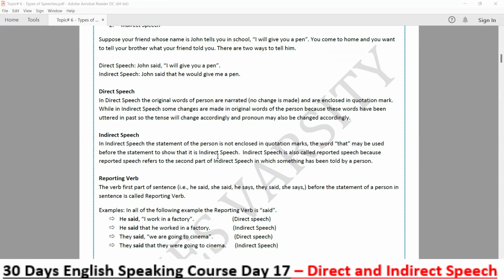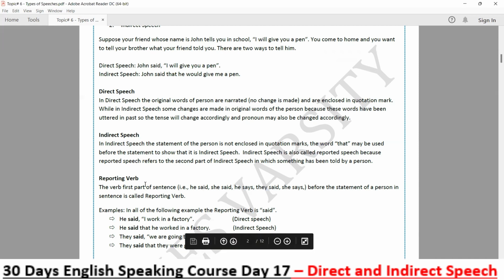So how can you identify whether it is direct speech or indirect speech? Direct speech is under quotation marks, and in the case of indirect speech, there is no quotation mark. However, the word "that" is used. Indirect speech is also called reported speech because reported speech refers to the second part of indirect speech in which something has been told by a person.